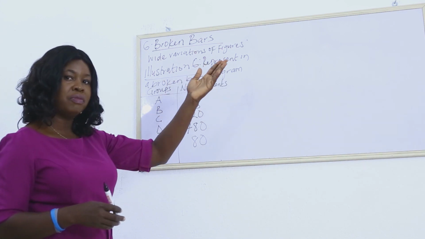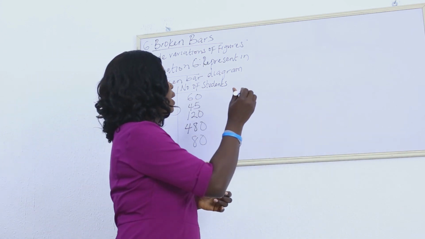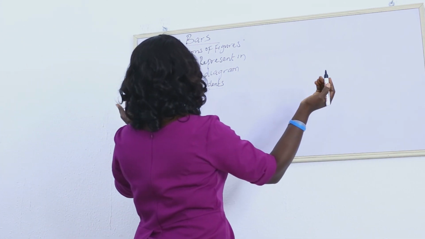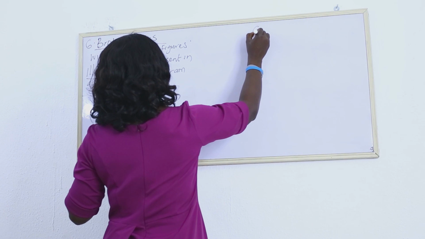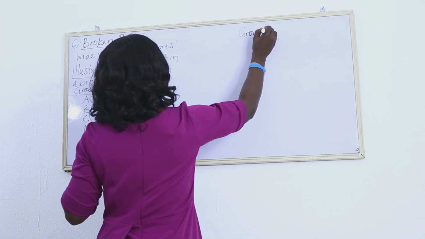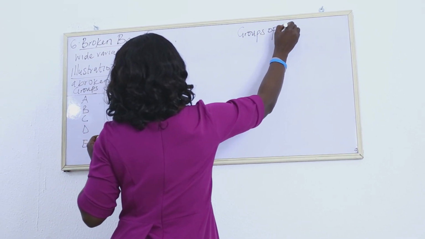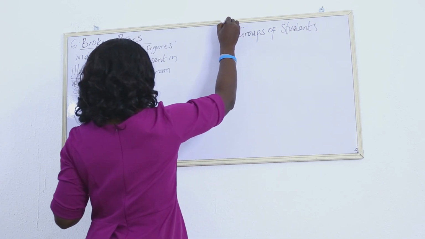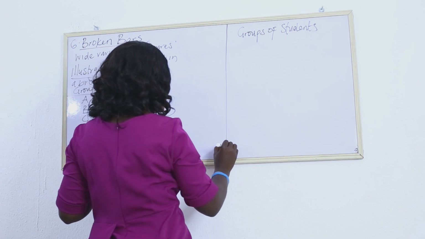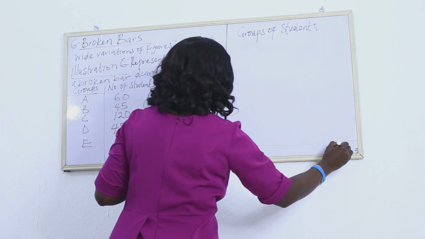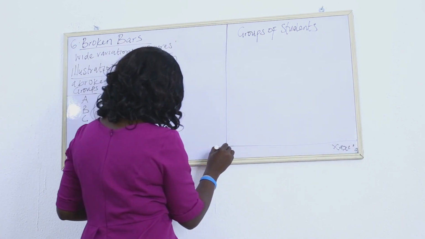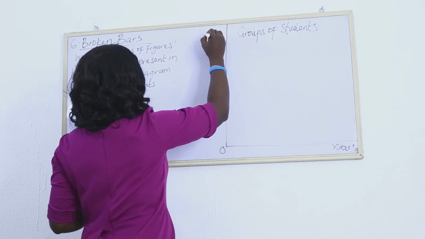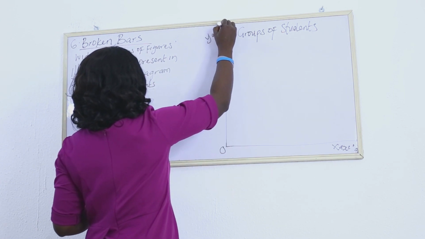So the first thing is to give it a suitable title. I go ahead and say representing groups of students. Then also the y axis and the x axis. So the x axis is on this side, my starting point, the point of origin is here. Then the y axis is on this part.